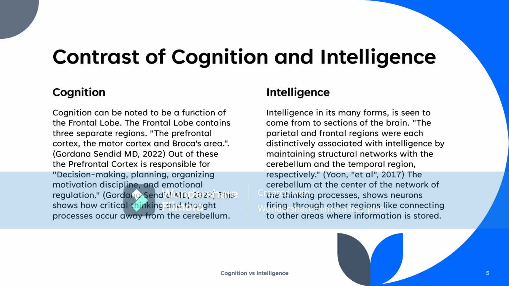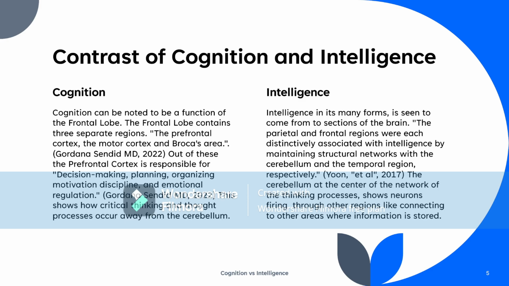A contrast of cognition and intelligence: cognition is going to be noted to be a function of the frontal lobe. The frontal lobe contains 3 separate regions: the prefrontal cortex, motor cortex, and Broca's area. Out of those 3, we're only going to be talking about the prefrontal cortex. The prefrontal cortex is responsible for decision making, planning, organizing, motivation, discipline, and emotional regulation. This shows how critical thinking and thought processes occur away from the cerebellum.